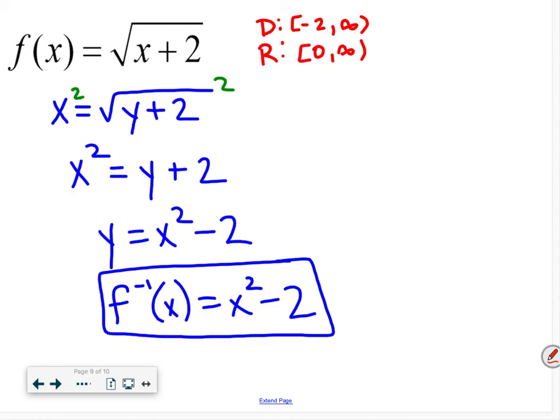So now, our domain and range for the inverse, we switch it, change it. What do you think? Can we handle that?